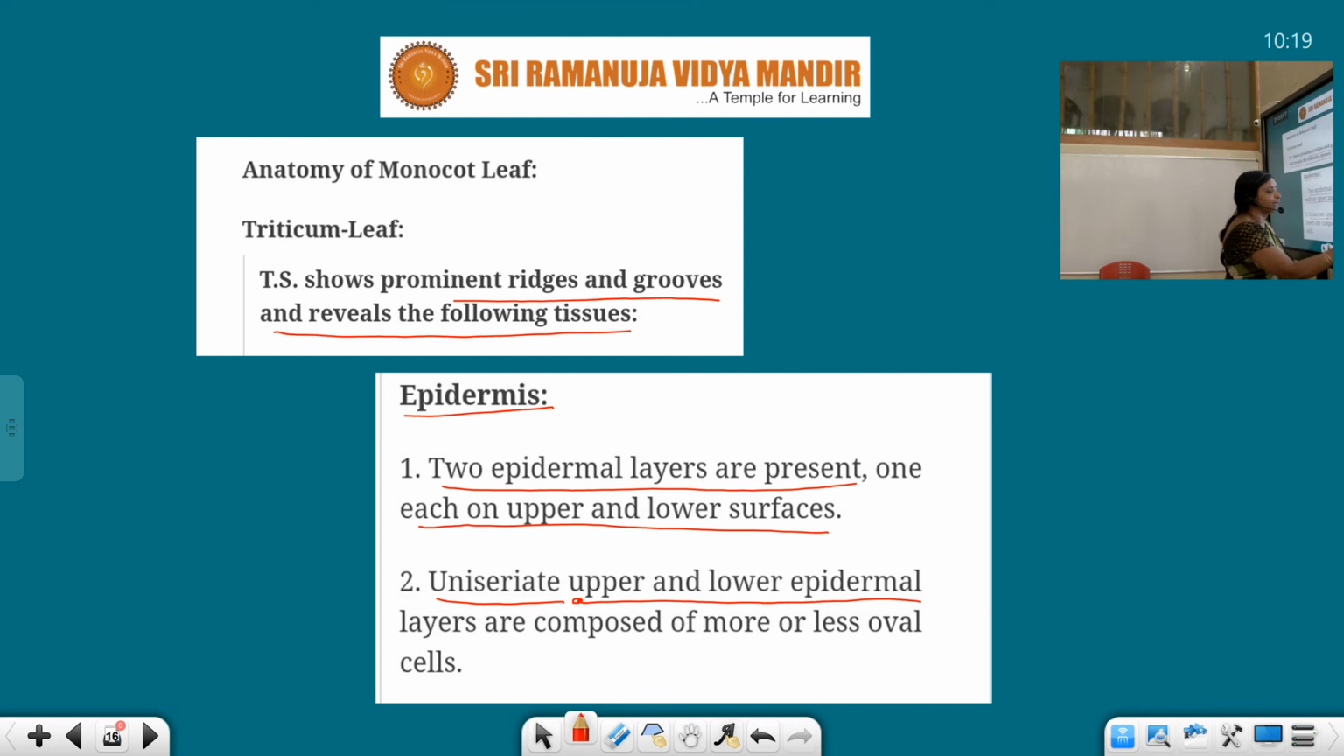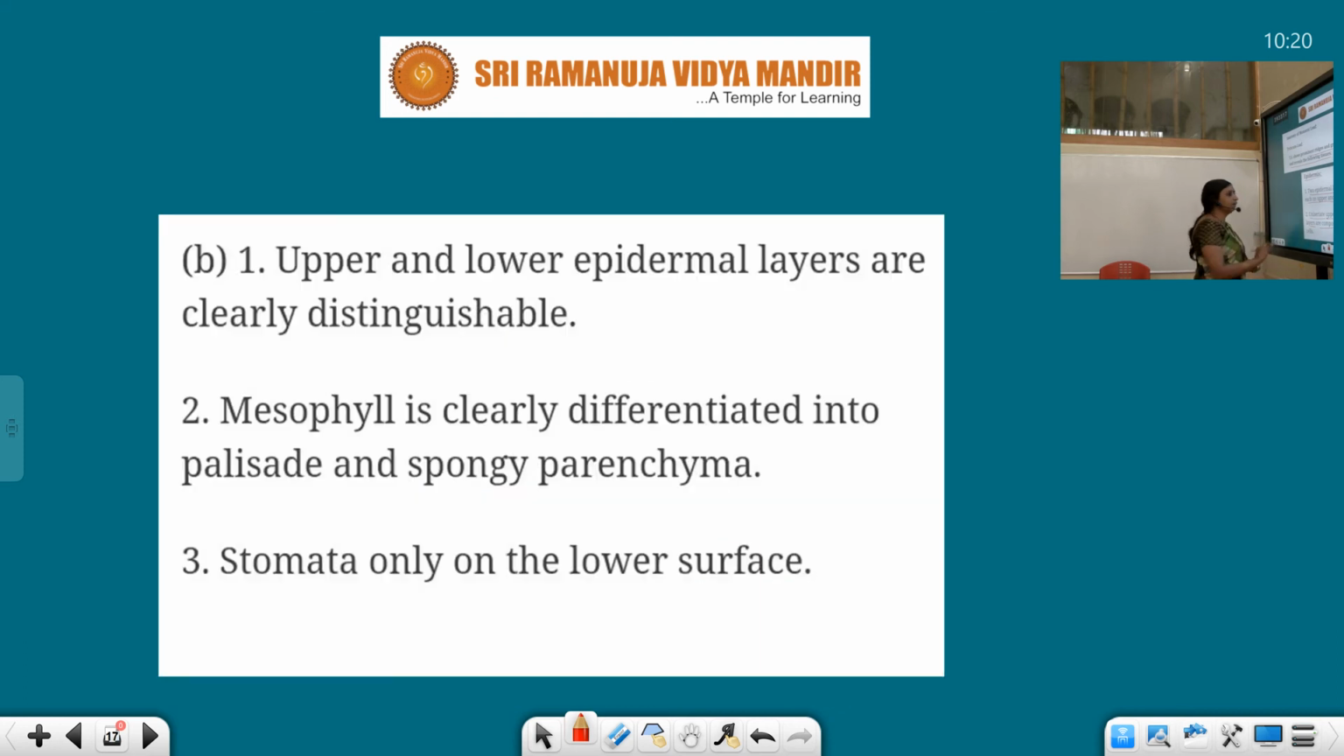Uniseriate upper and lower epidermal layers are composed of more or less oval shaped cells. The cells are not barrel shaped here. Cells are oval shaped, of course. So uniseriate layer is a single layer. Cells are oval shaped and compactly arranged. Upper and lower epidermal layers are clearly distinguishable. We can observe that this one is the upper and lower epidermis.